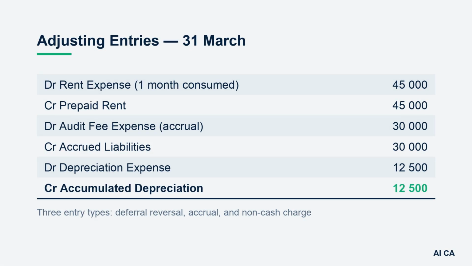Let us ground this in a worked example. It is the 31st of March, the period end. Your unadjusted trial balance shows 3 items requiring adjustment: rent prepaid of 90,000, 2 months paid in advance, so 1 month, 45,000, is now an expense; an accrued audit fee of 30,000 not yet invoiced; and straight-line depreciation on equipment of 12,500 for the month. Here are the 3 adjusting journal entries.